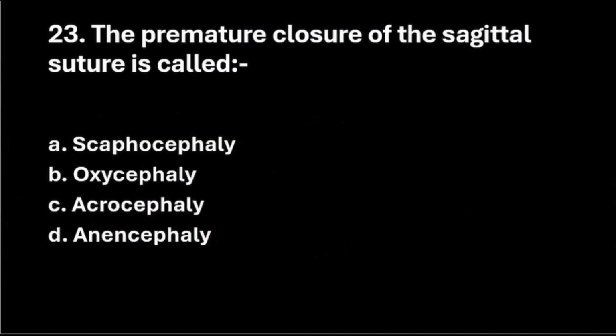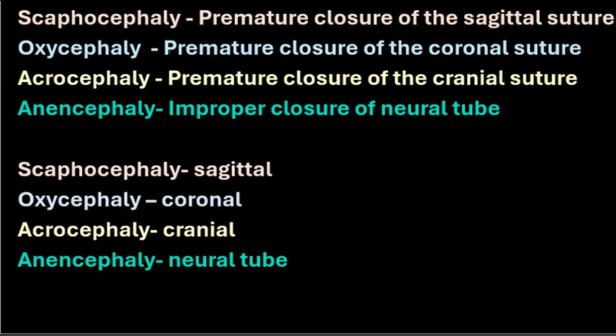Next question. The premature closure of sagittal suture is called option A, scaphocephaly, option B, oxycephaly, option C, acrocephaly, and option D, anencephaly. Let us see the right answer. The right answer here is option A, scaphocephaly. Scaphocephaly is the premature closure of the sagittal suture. Oxycephaly, premature closure of coronal suture. Acrocephaly, premature closure of the cranial suture. Anencephaly, improper closure of neural tube. So here the tip: scaphocephaly sagittal, oxycephaly coronal, acrocephaly cranial, anencephaly neural tube. So remember like this.